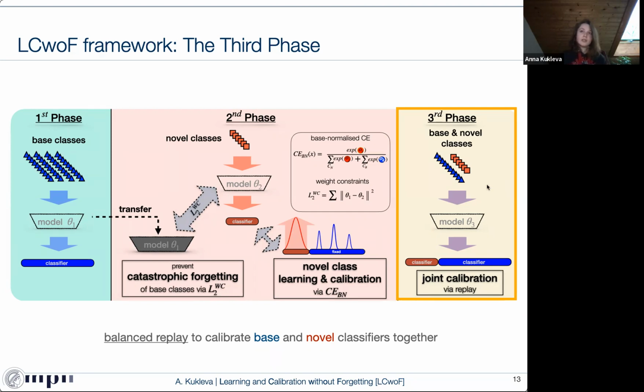And at this moment, we subsample very few novel and base samples from this set. It can be also one training sample per class. We don't need more. And then we do a couple of epochs when we fine tune the model and the classifiers to make them on the same range. So this is basically the whole framework. We have 3 phases. In the first phase, we train on base classes. In the second phase, we're trying to learn novel classes at the same time, not forgetting base classes. And in the third phase, we calibrate.